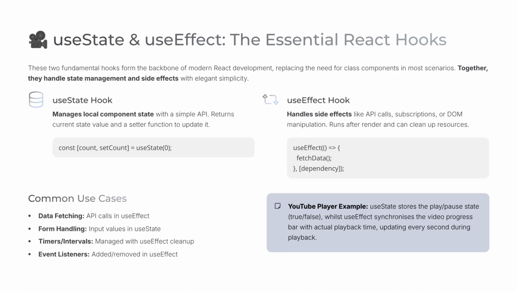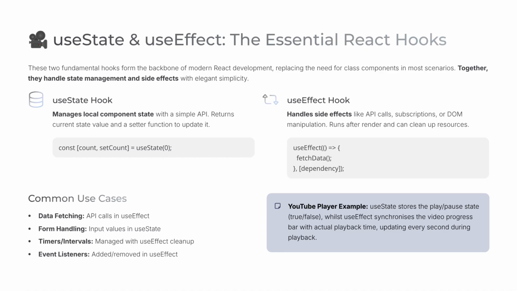useEffect is for side effects, work that happens outside of rendering. That includes API calls, setting up subscriptions, managing timers, or updating the DOM manually. Effects run after React finishes painting the UI, so they don't block rendering. You can control when they run by using a dependency array. Forgetting dependencies is a common mistake that can cause infinite loops. Here are some typical use cases: fetching data, handling form inputs, setting up event listeners, or managing animations.